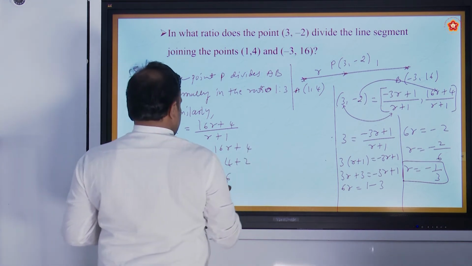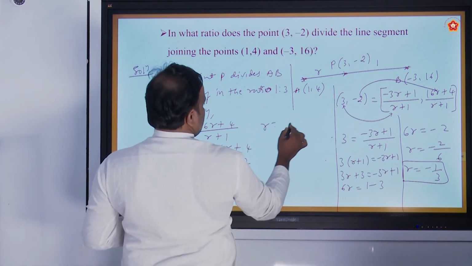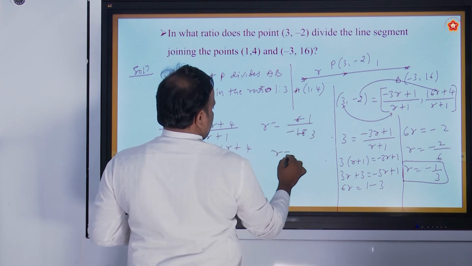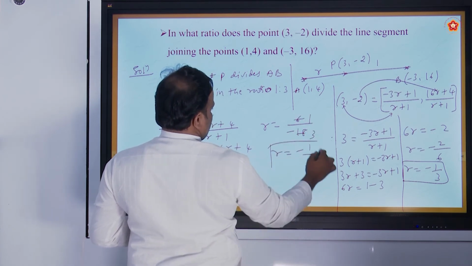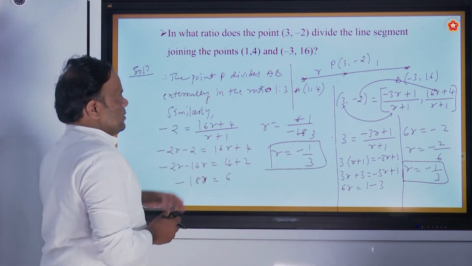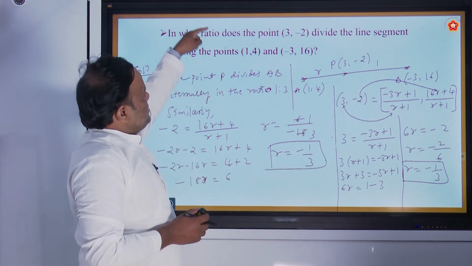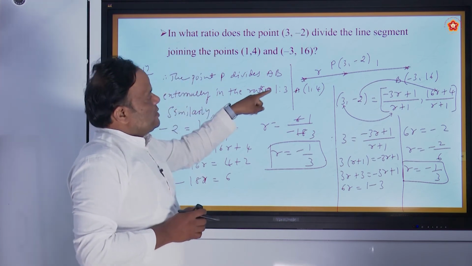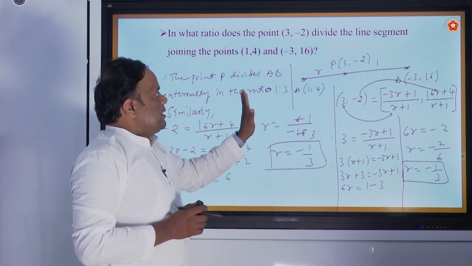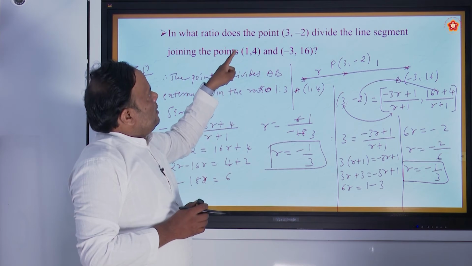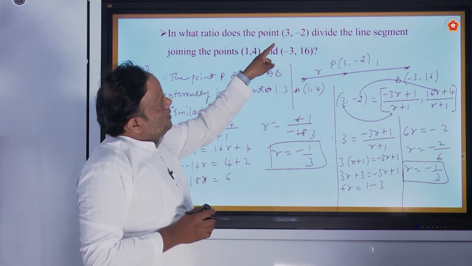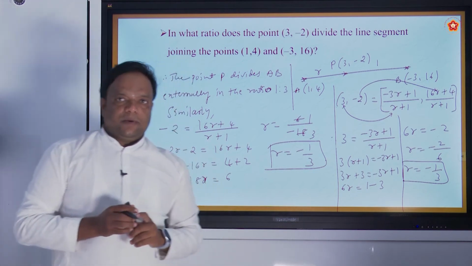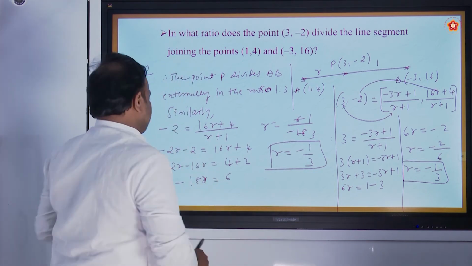Correct. This is r. R is equal to 6 by minus 18, 6 ones are 6, 3s are... Here also minus 1 by 3. Same answer both. Okay. So therefore, the ratio is 1:3. M equal to 1, N equal to 3. The point 3 comma -2 divides the line segment joining the points 1 comma 4 and minus 3 comma 16 in the ratio 1:3. This is the answer.